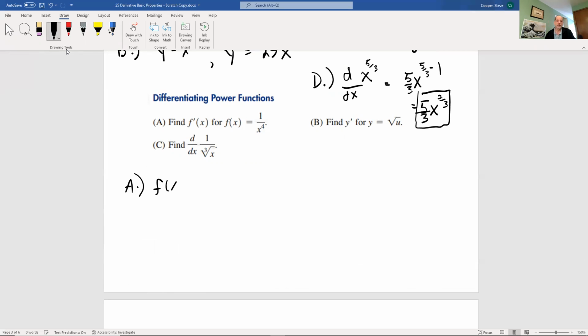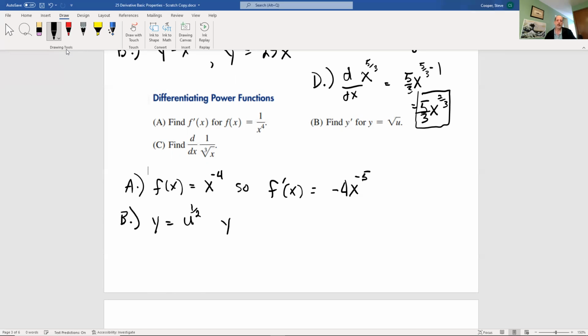So f of x, I'm going to think of it as, instead of 1 over x to the fourth, x to the negative fourth. So f prime of x equals negative 4 times x to the negative 4 minus 1, which makes that negative 5. So we're done with A. Now B, if we have y equals square root of u, I'm going to rewrite that as u to the 1/2.